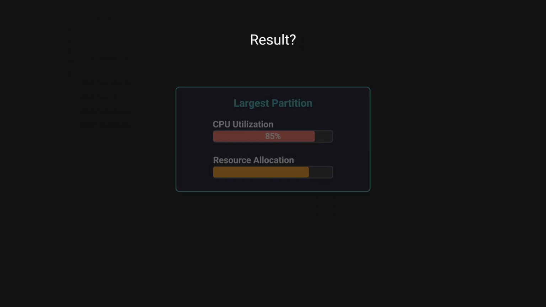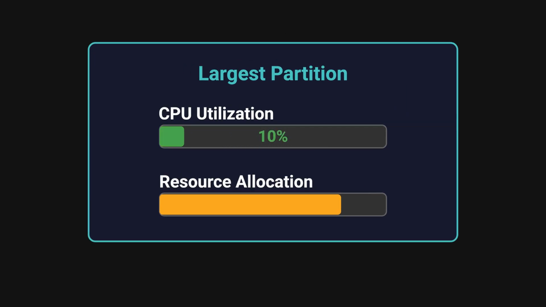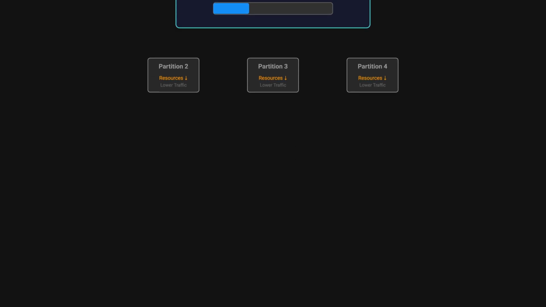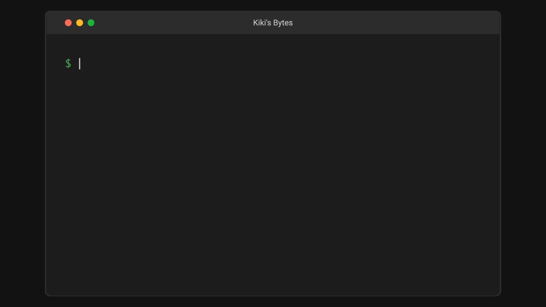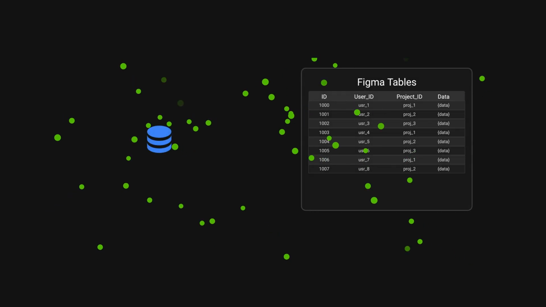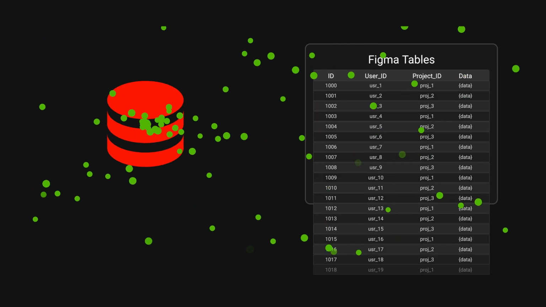This brought in significant change. Their largest partition only had CPU utilization hovering around 10%, and it decreased the resources allocated to some of the lower traffic partitions. Things were good, right? Not exactly. You see, by late 2022, partitioning reached its limit once again.